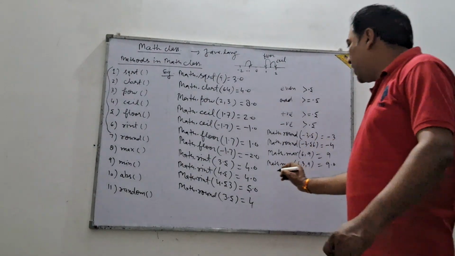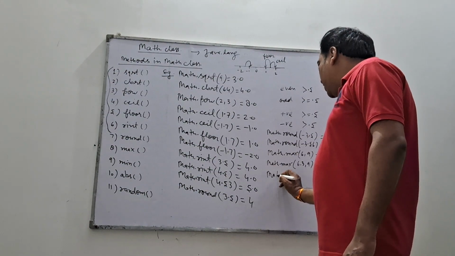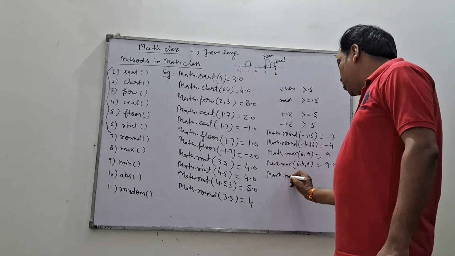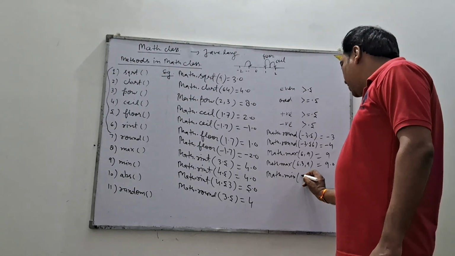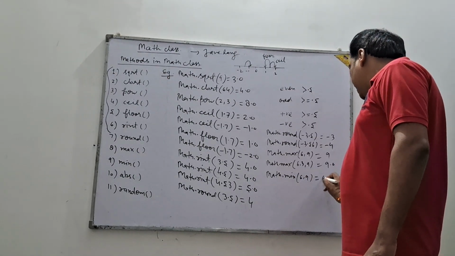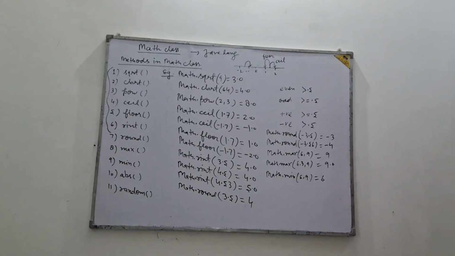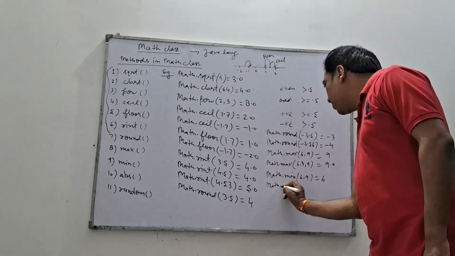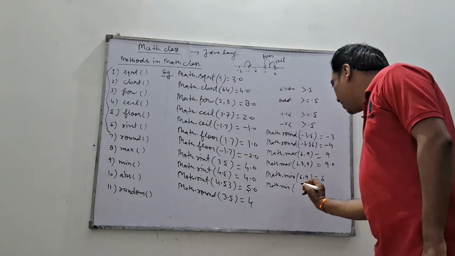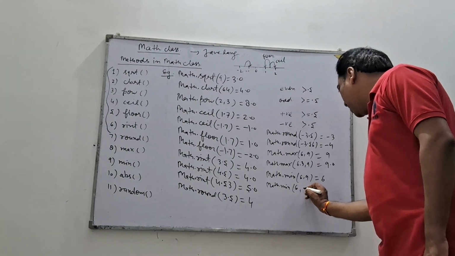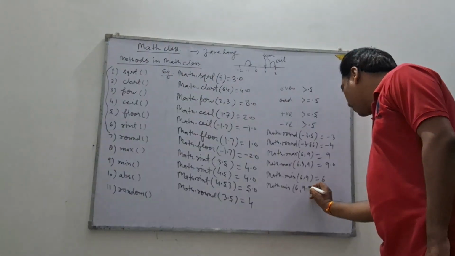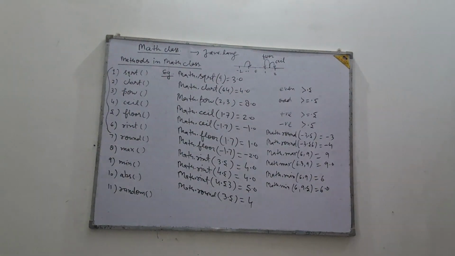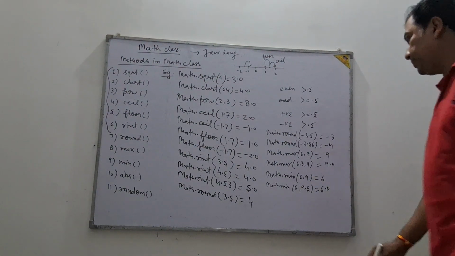Now the min function is used to find the minimum value, and here also the return type depends on the argument, that may be int or double. Math.min(6, 9), answer is 6. The return type is int here because both arguments are int. And if we write Math.min(6, 9.5), the answer is 6.0, because one is double, one is int, so the return type is double.